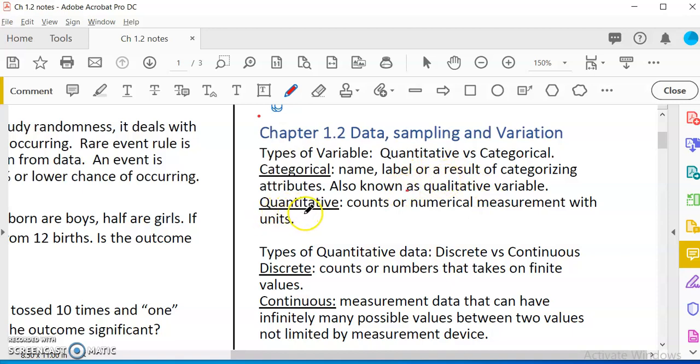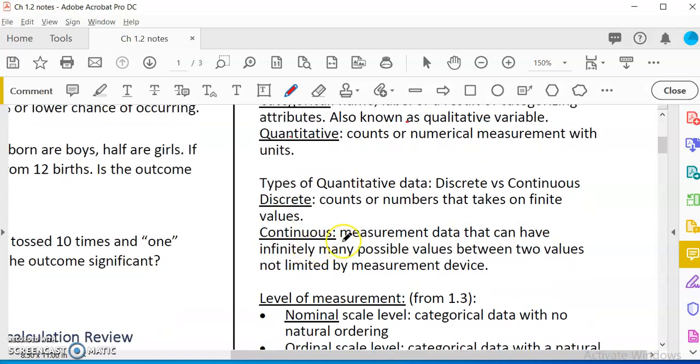And then the other type is quantitative. This is a numerical value. We call them counts or numerical measurements with units. And out of quantitative, there are two types. One is called discrete data. They are finite numbers or counts. They take on finite values. So they are whole numbers, most likely 1, 2, 3, like that. And there is no 1.5.